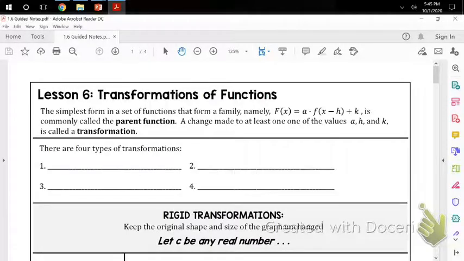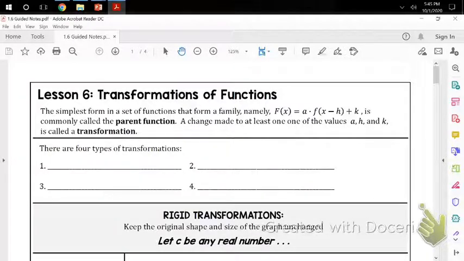Okay, lesson 1.6 is transformations of functions. So the simplest form in a set of functions that form a family, namely f of x equals a times f of x minus h plus k, is commonly called the parent function. A change made to at least one of the values a, h, and k is called a transformation.